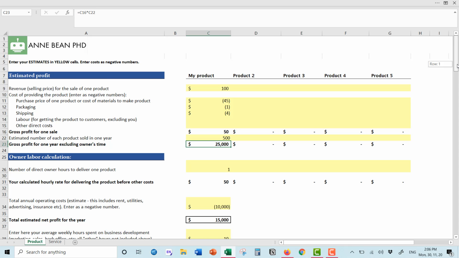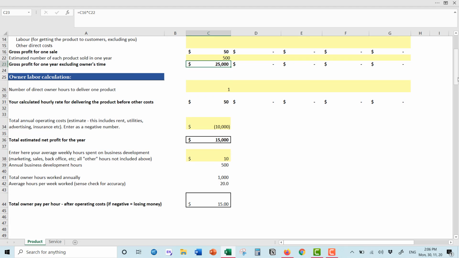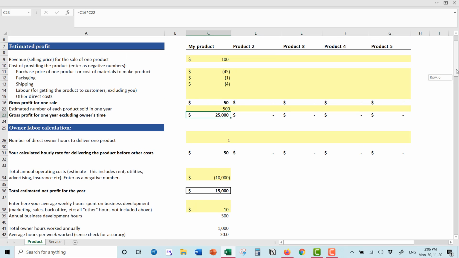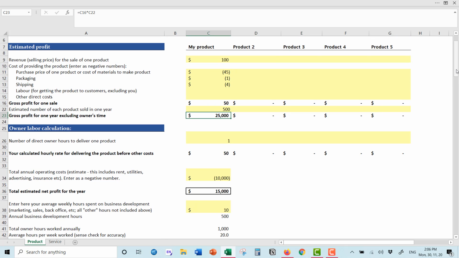So instantly you can see my profit has increased to $15,000 a year and my hourly rate has gone up to $15 an hour. So this assumes I'm not spending any longer on business development and my annual operating costs don't go up as a result. If they do, you have to adjust them too. But they shouldn't change too much. Maybe your marketing will go up a little bit, but if you've put in a decent estimate with a nice round number and a bit of buffer in it, you should be fine.